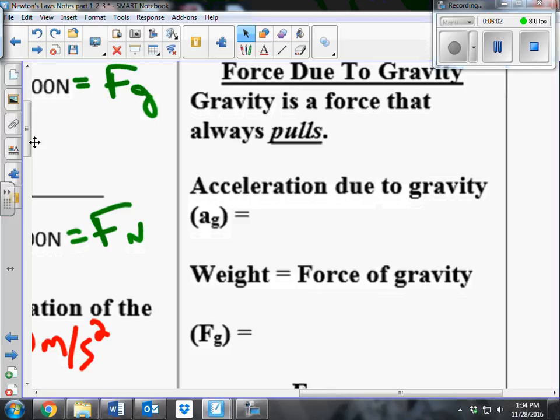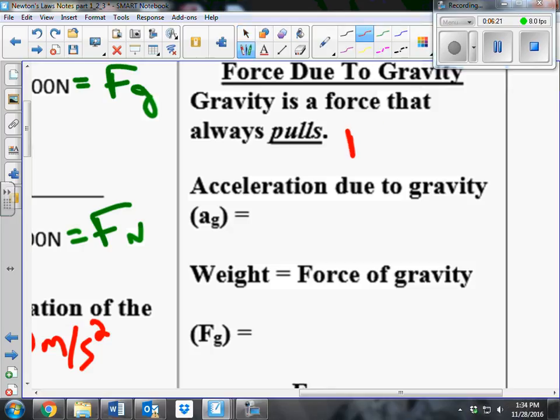So, force due to gravity. I just want to reiterate this. We've talked about it in class. I've had you take notes on it previously, but I want to go over it again because this is really, really important because students, for some reason, screw this up a lot. Gravity is a force. Remember, forces cause acceleration. That's Newton's second law in a nutshell.